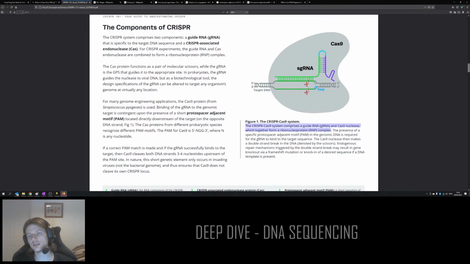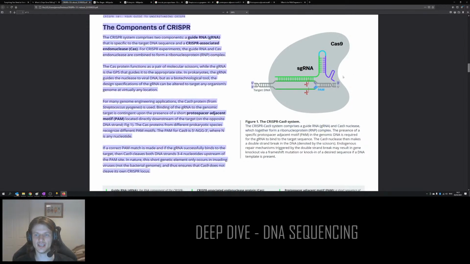Oh, I see. This diagram's going to make more sense later on. Yes. Okay. This is really good. I'm really glad I'm doing this.